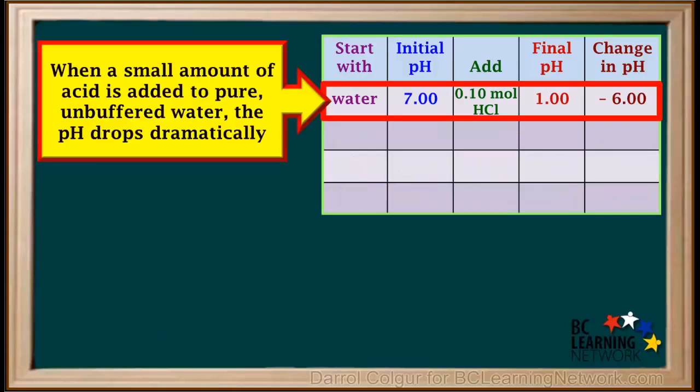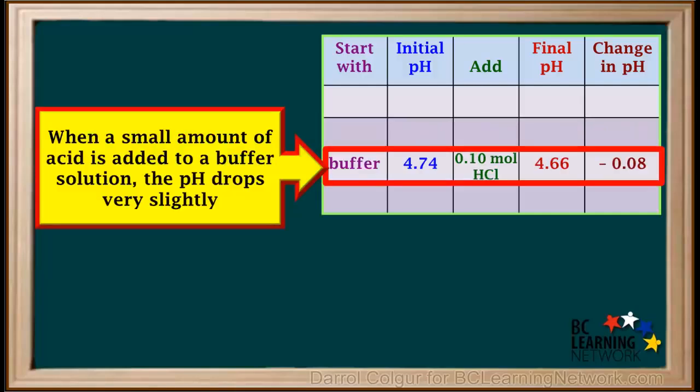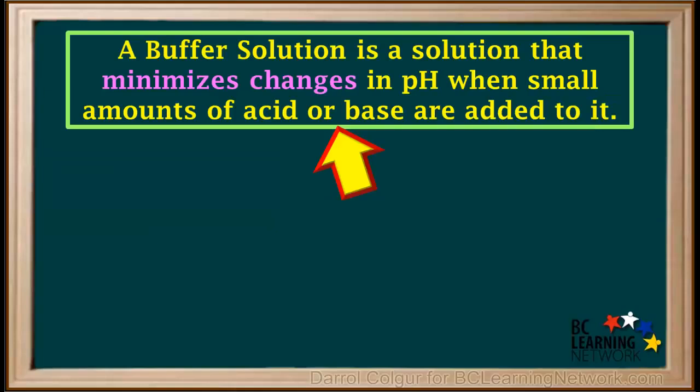Compare this with an increase of 6 whole pH units when NaOH was added to pure unbuffered water. We'll summarize our results. When a small amount of acid is added to pure unbuffered water, the pH drops dramatically. And when a small amount of base is added to pure unbuffered water, the pH rises dramatically. But when a small amount of acid is added to a buffer solution, the pH drops very slightly. And when a small amount of base is added to a buffer solution, the pH rises very slightly. So now we know what a buffer solution does. It minimizes changes in pH when a small amount of acid or base is added to it.